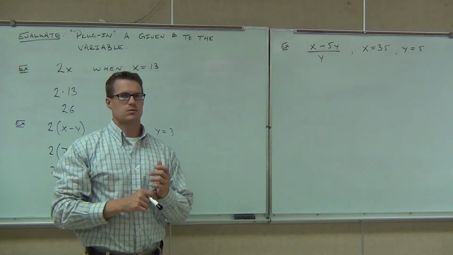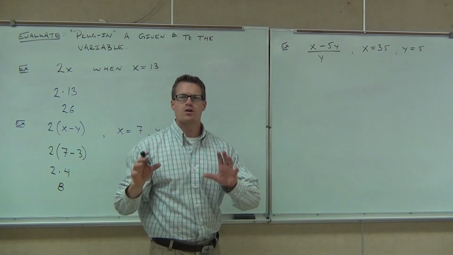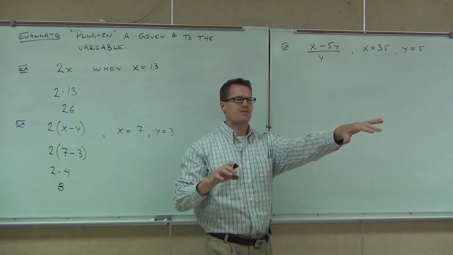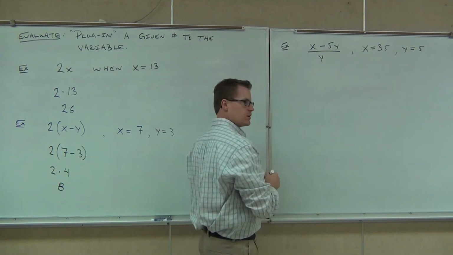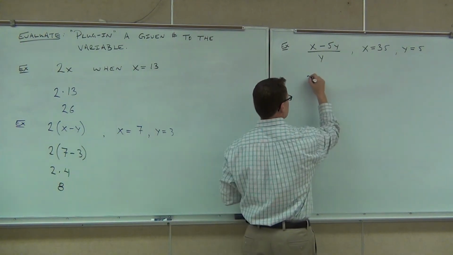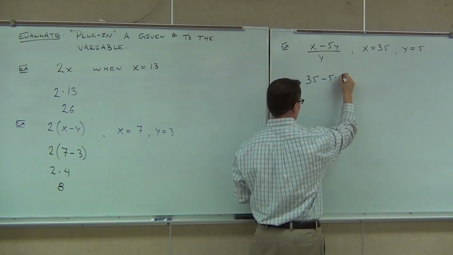Okay, tell me what to do. What first? Change the x and y. What goes where? Why don't you tell me exactly what I need to write? Someone on the left-hand side of the room over here. Someone tell me exactly what I need to write right now. 35. Great, okay. 35 minus 5 times 5. 5 times 5, that's great.